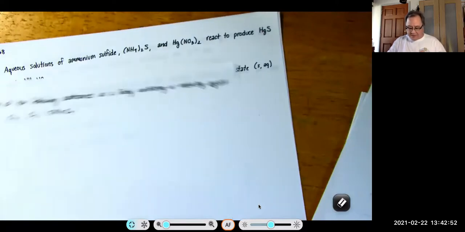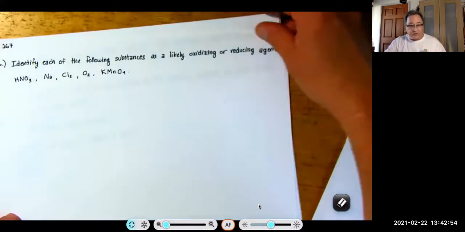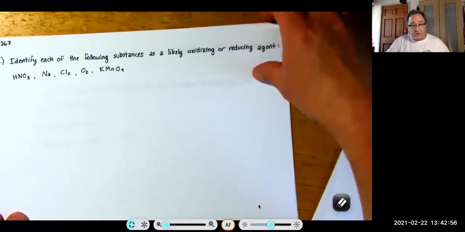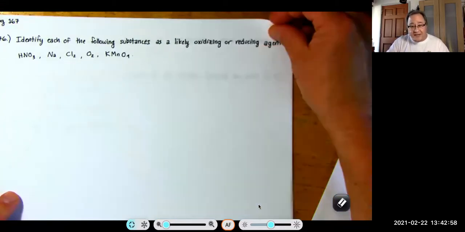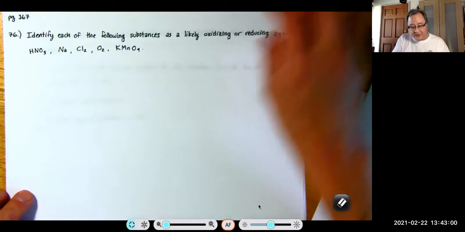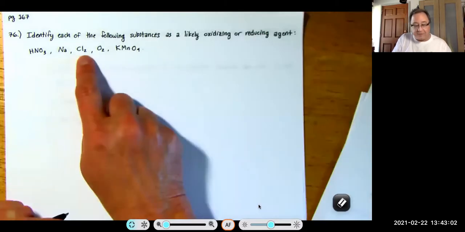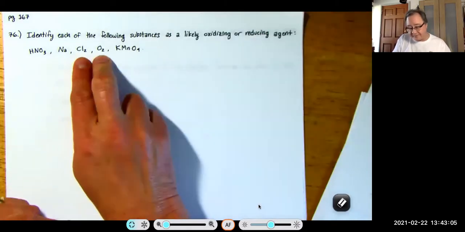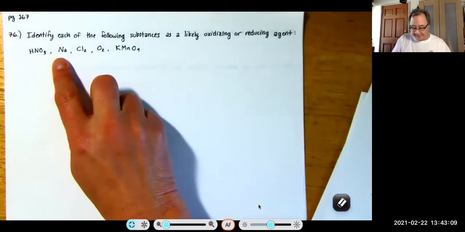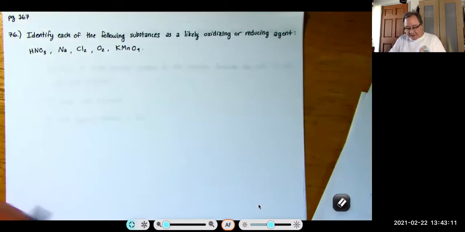Now this one, we talked about this one. Remember that nonmetals tend to be oxidizing agents, O2 and Cl2. So those two we'd expect to be oxidizing agents. Metals tend to be reducing agents. And I believe we said something like this.